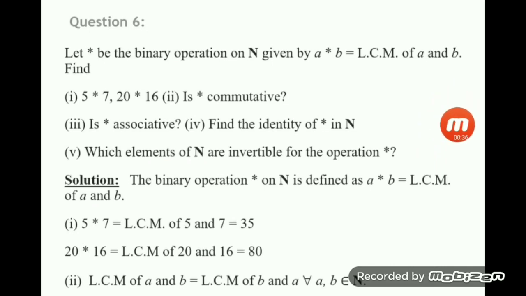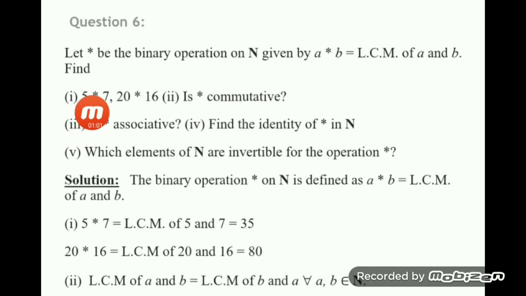Let us first try to understand the question. Your binary operation star is given on the set N of natural numbers. You know the natural number set is infinite. And how is the binary operation given? Two elements a and b are related by LCM of a and b. That means here the operation is given by LCM of the two elements a and b.